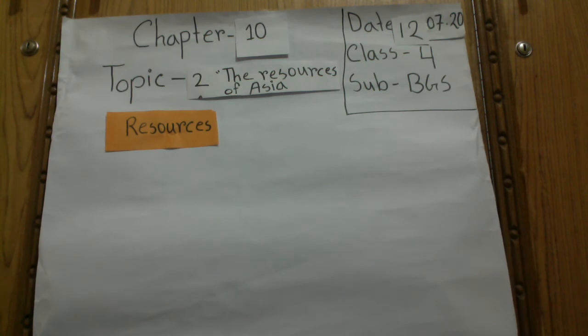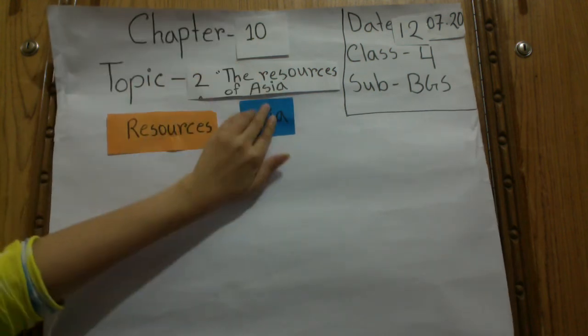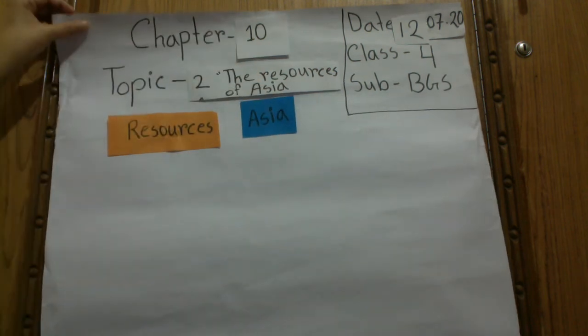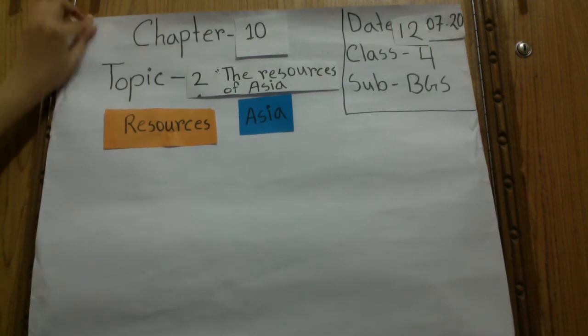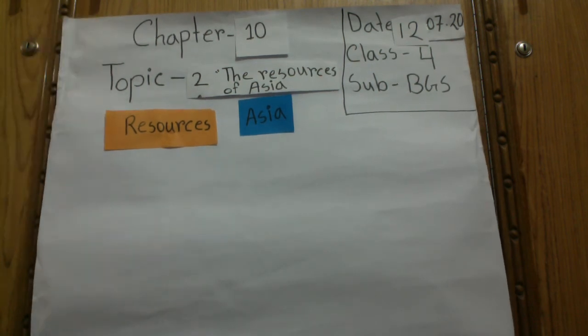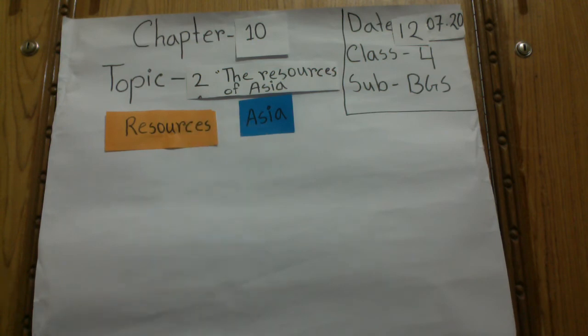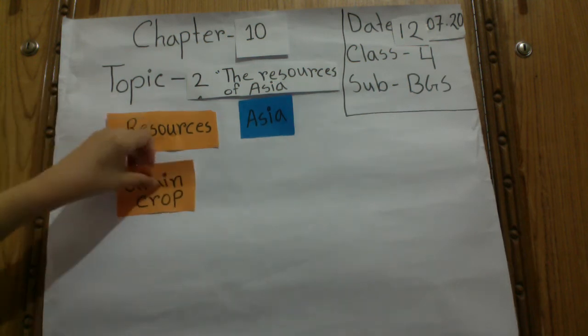So, what is our topic? The resources of Asia. Now, do you know what is Asia? Asia is the name of the continent, the largest continent of the world. This is Asia. Now, we'll discuss the resources of Asia. So, at first, the first resource is the grain crop.